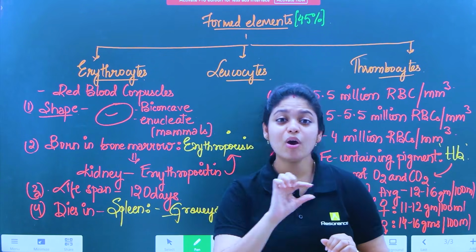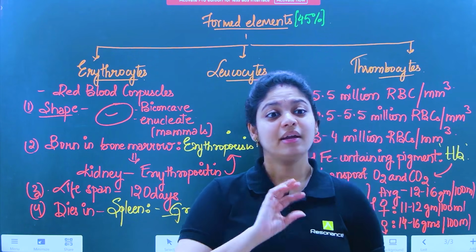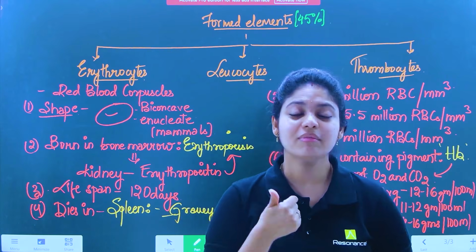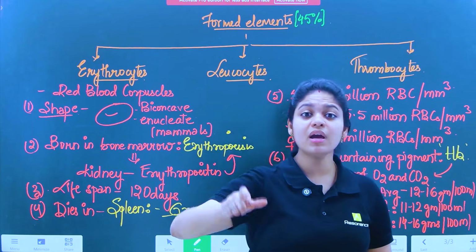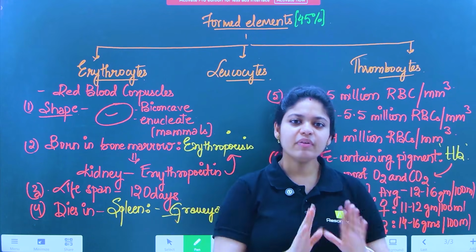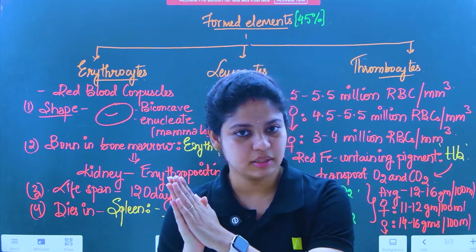RBCs are born. How many days will it live? It will live for 120 days. Now after 120 days it has to die. Where will it die? It will die in the spleen, which is called the graveyard of RBC. Okay, we have come to know its life cycle. Now we should know the count and number.